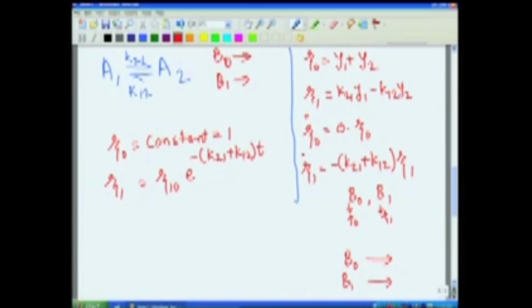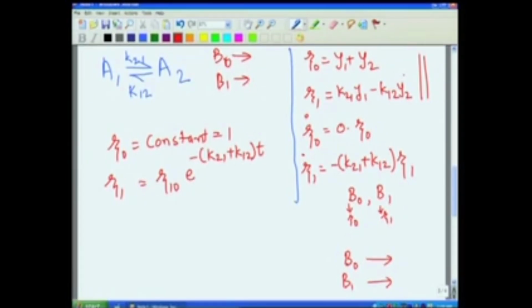Now, if we know zeta naught and zeta 1, we can always regenerate our original system by inverting these relationships. That is, if I know zeta naught as a function of time and zeta 1 as a function of time, I can always find y 1 as a function of time and y 2 as a function of time. So, even though my original system is coupled, by decoupling the system in terms of hypothetical species, I am able to get the complete solution of y 1 and y 2.